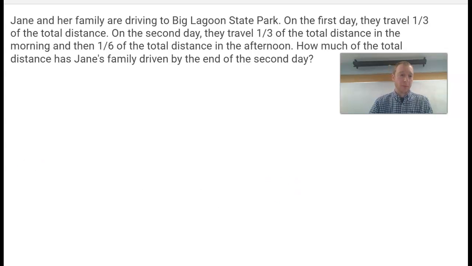Here's question number one. So I'm going to get my highlighter out so that I can highlight anything that we might think is important. So here we go. Jane and her family are driving to Big Lagoon State Park. On the first day, they travel 1/3 of the total distance. On the second day, they travel 1/3 of the total distance in the morning, and then 1/6 of the total distance in the afternoon.